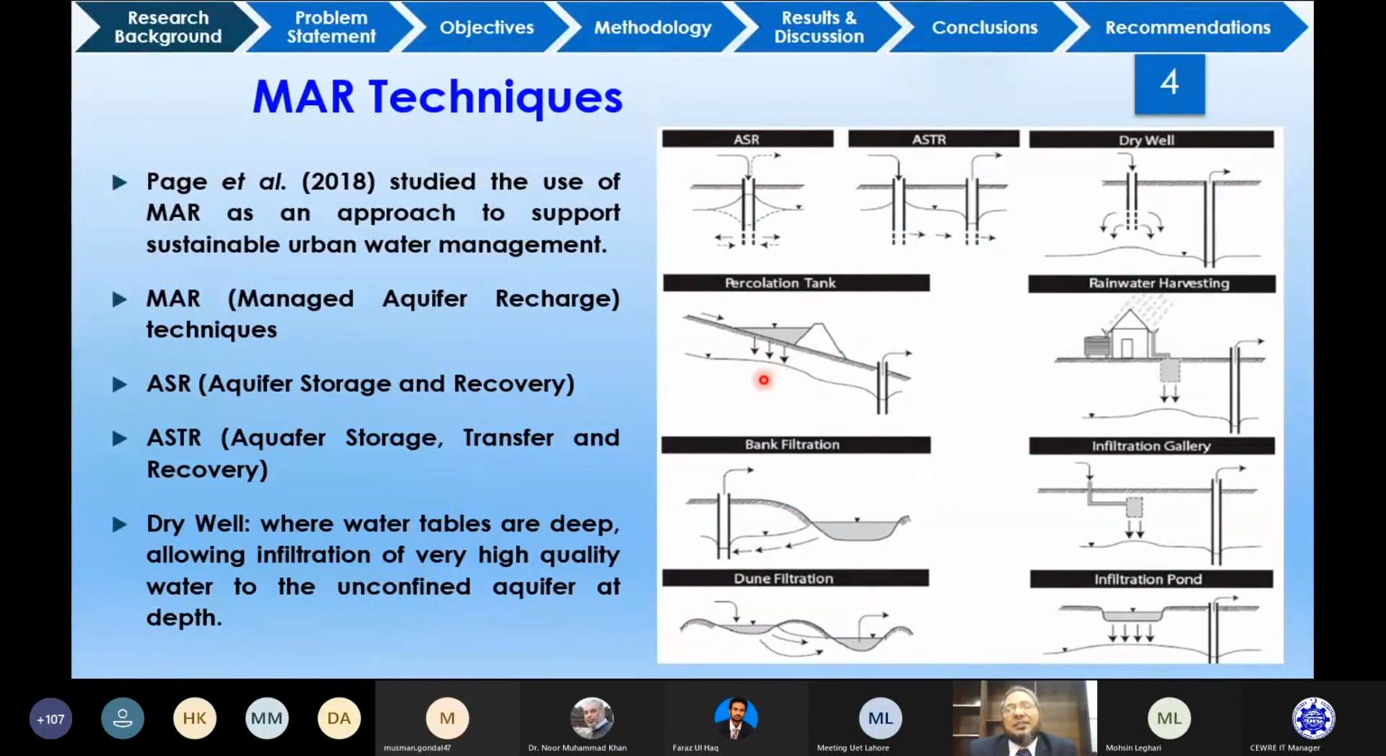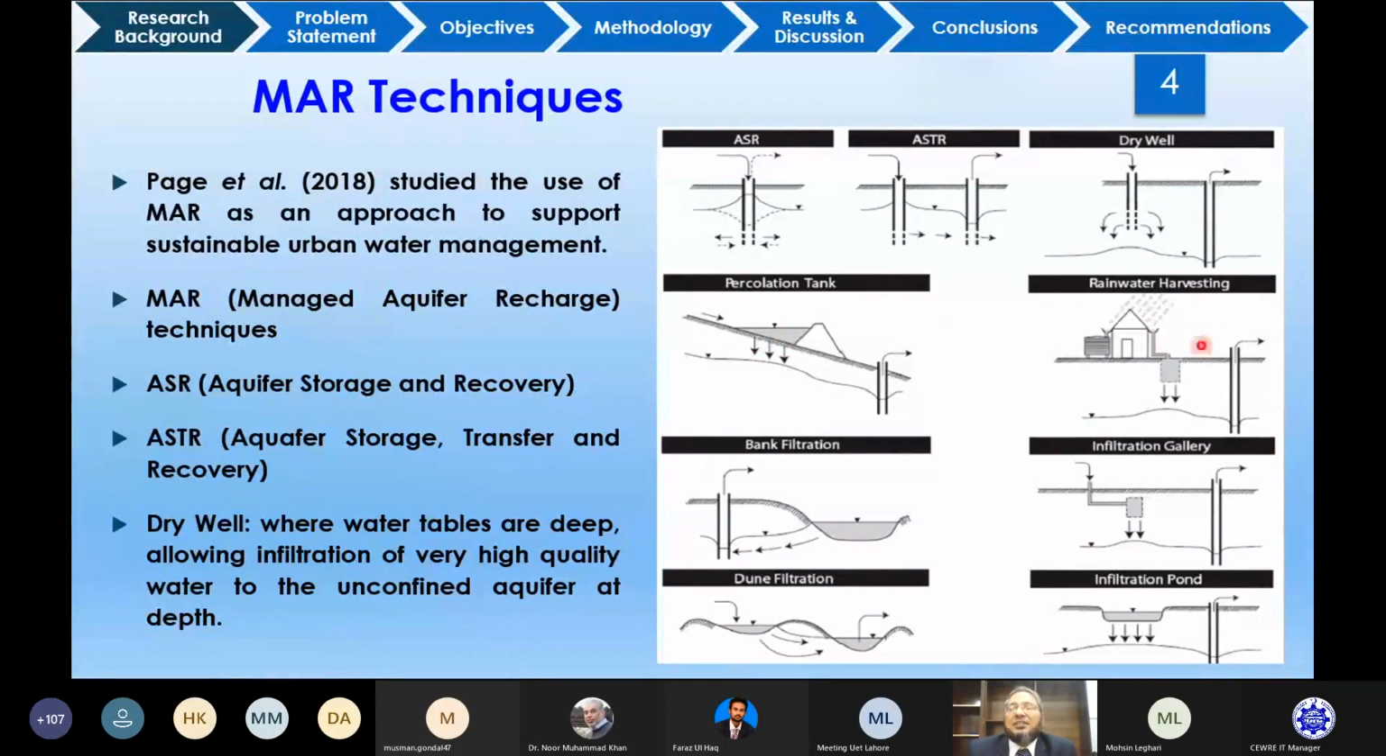Another MAR technique is percolation tanks, the delay action dams. Maybe we can have small dams, and then this water infiltrates in the ground, and in that way it raises the water table.